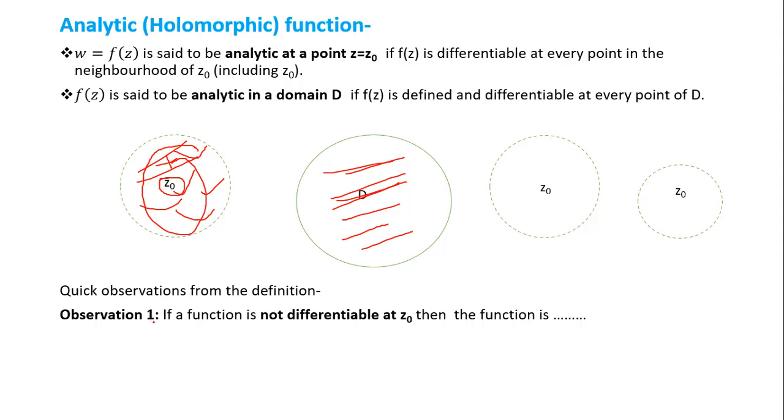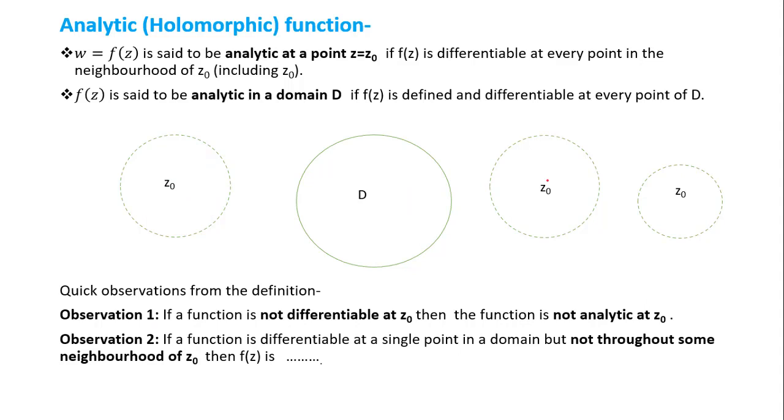Let's have two quick observations from this definition. Observation number 1: if the function is not differentiable at z naught, the function is not analytic at z naught, because it needs to be differentiable at z naught as well as at the neighboring points. Second observation: suppose the function is differentiable at z naught, but it is not differentiable in the neighborhood. Then again the function is not analytic at z naught. We'll understand this with the help of an example.